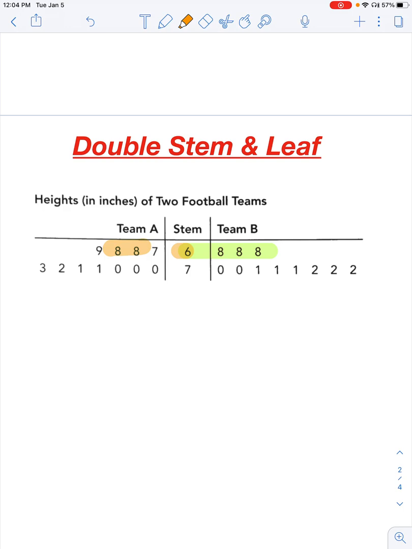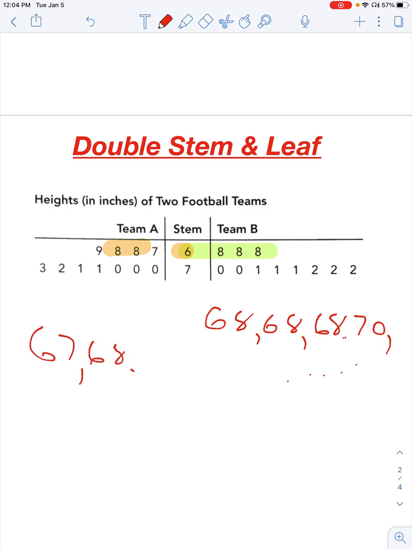So when you're writing your data, you're going to do 2 separate data sets. So over here for Team B, you're going to write them down. You're going to be like 68, 68, 68, the next one's 70, and so on. And then when you do Team A, you're going to be 67, 68, 68.